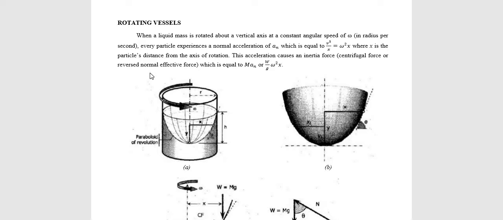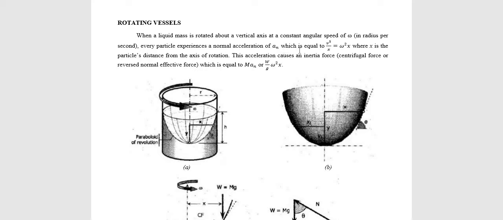Pero sa week na ito, ang pag-uusapan natin is the behavior of a vessel in rotating motion. Meaning to say, nag-rotate yung vessel sa case na ito. Okay? So, when a fluid mass is rotated about a vertical axis at a constant angular speed, omega, take note, yung omega dito is the angular speed of a vessel. And take note as well, its unit must be in radians per second.